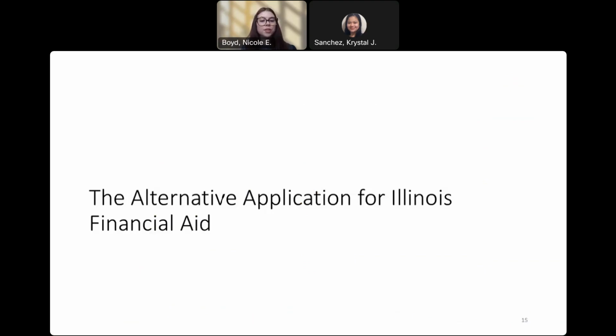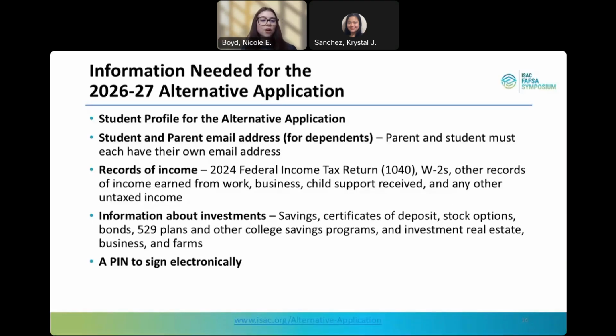So now let's get into the alternative application for Illinois financial aid. As far as the information that is needed to submit a 2026 to 2027 alternative application, first and foremost, you have to set up that student profile for the alternative application. Second, students and parents for dependent students will need to have an email address, and both parents and students each have to have their own email address.